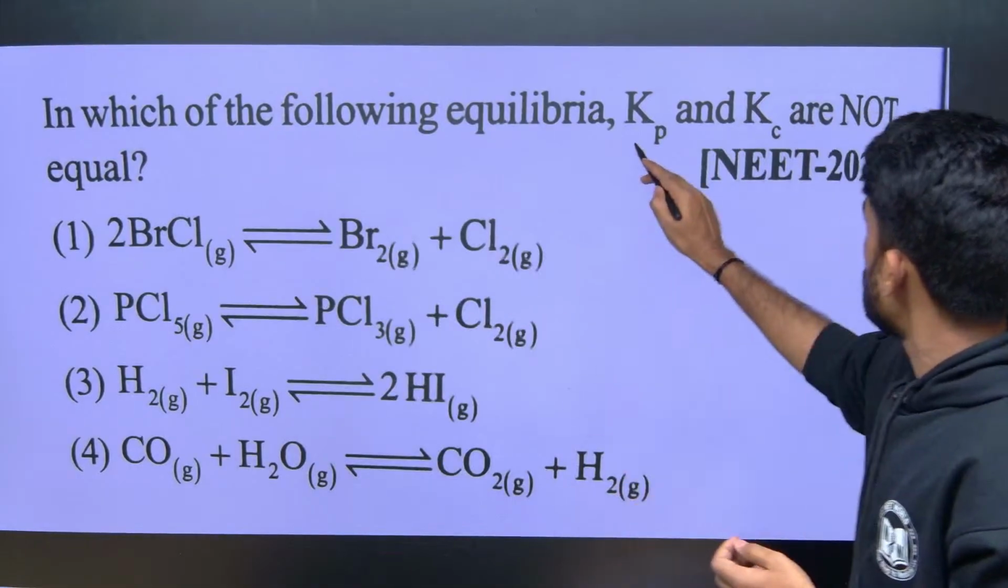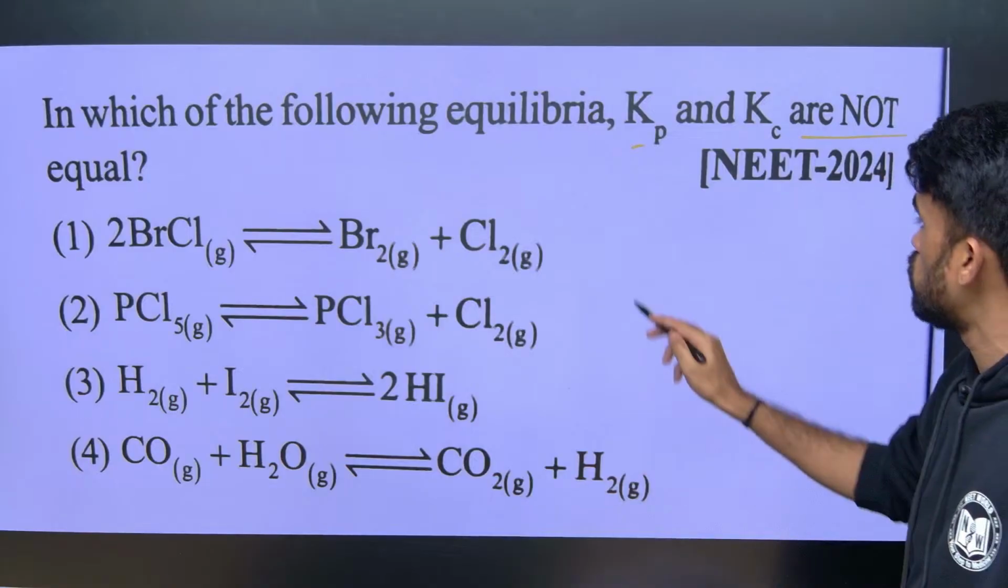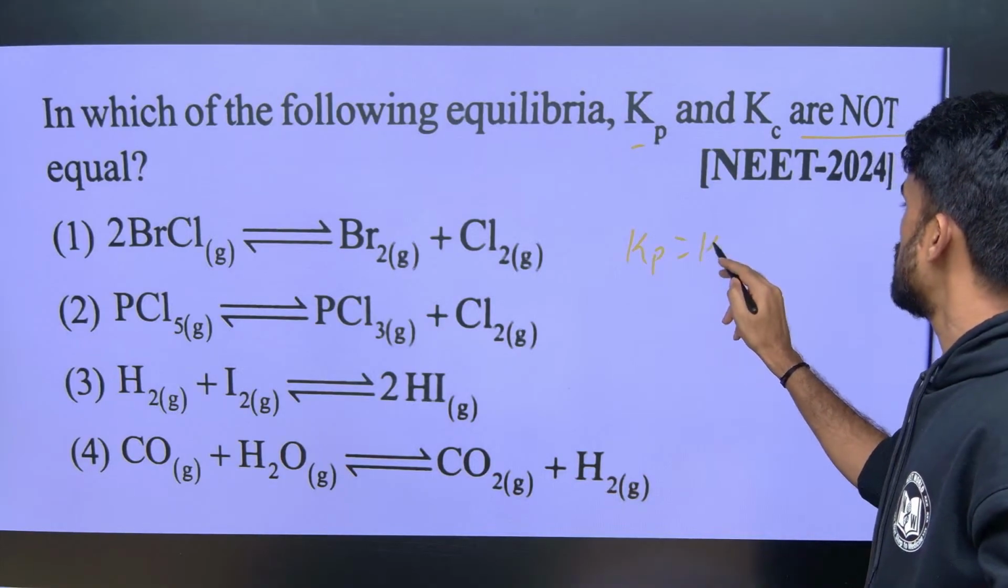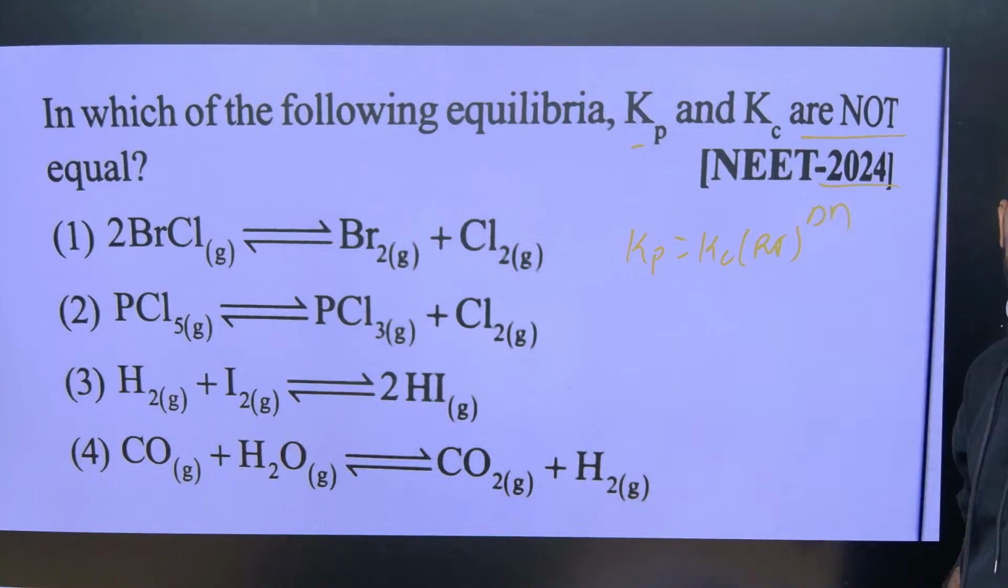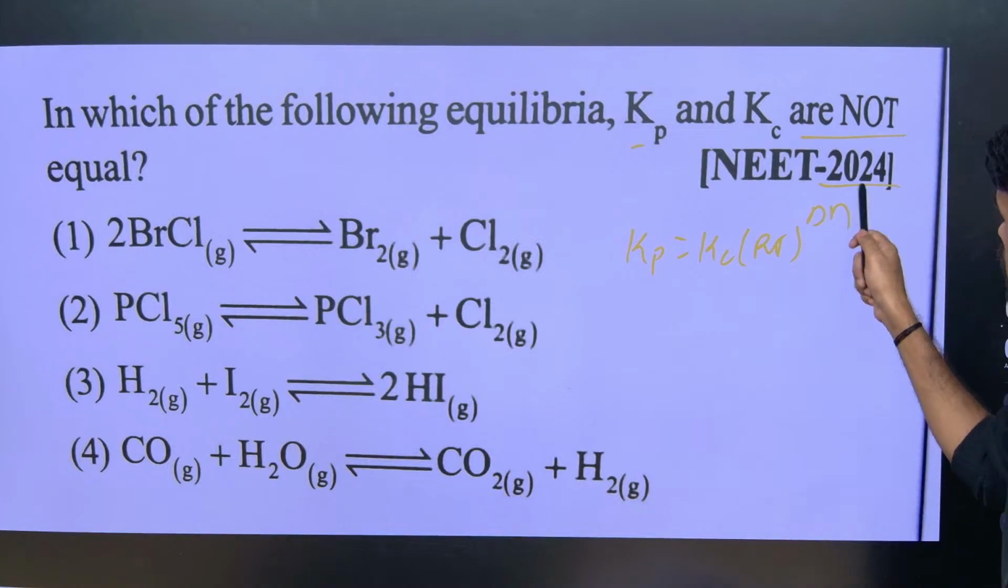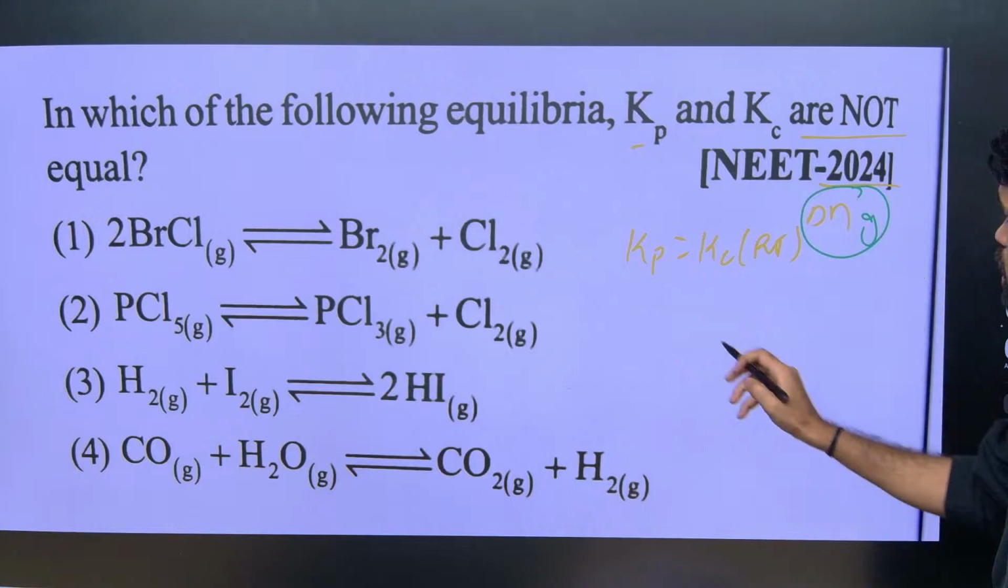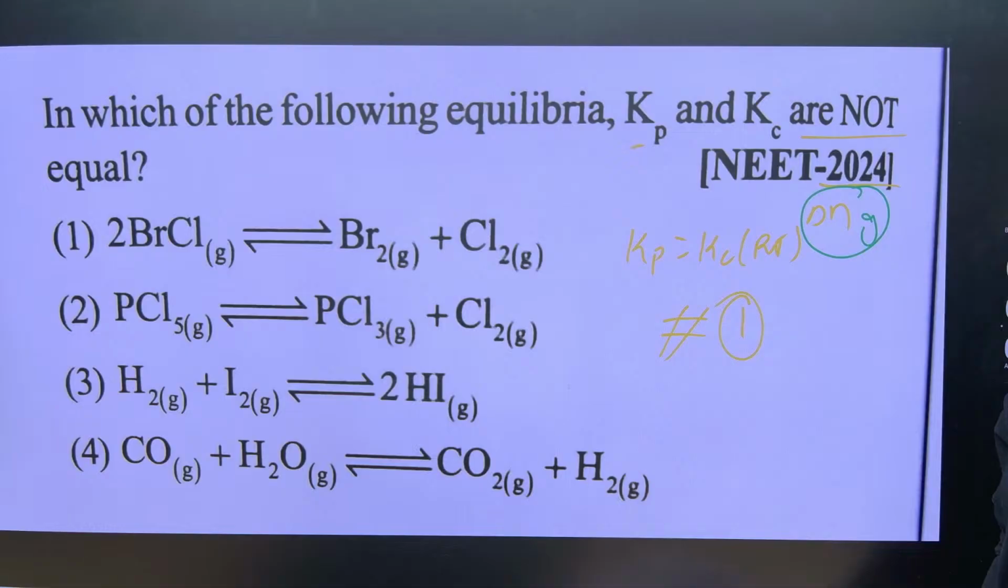Okay, now Kp and Kc are not equal. I just told you Kp equals Kc RT power delta Ng. See, this was asked in last year, 2024. So you have to try this particular question, take the hashtag question number 1, and write the answer in the comment box.